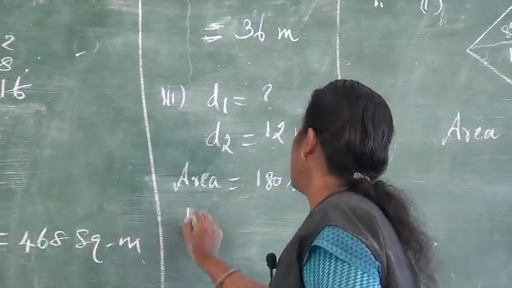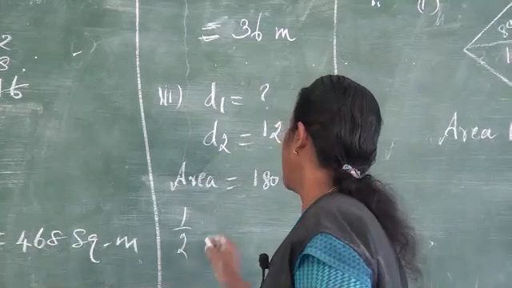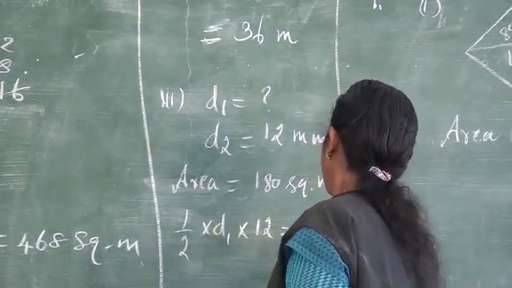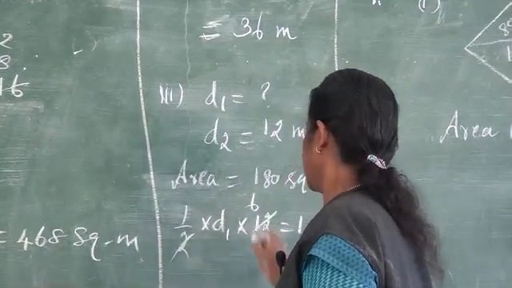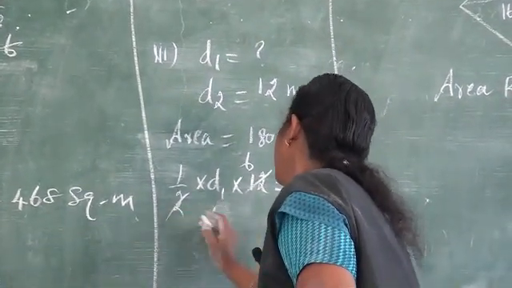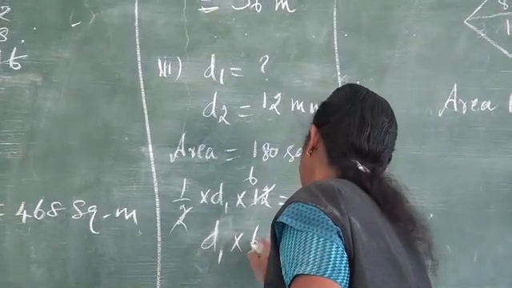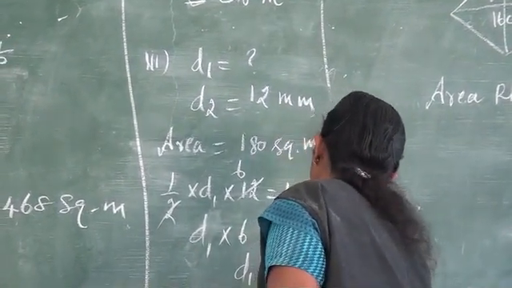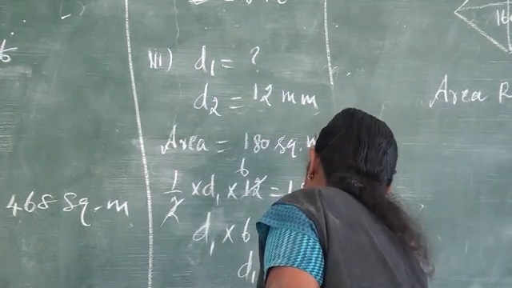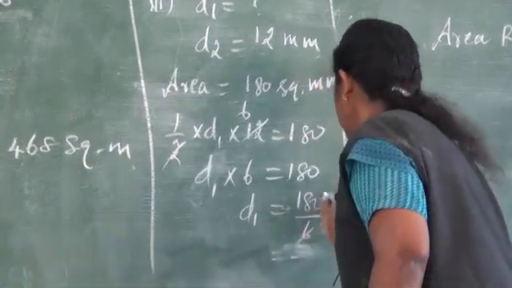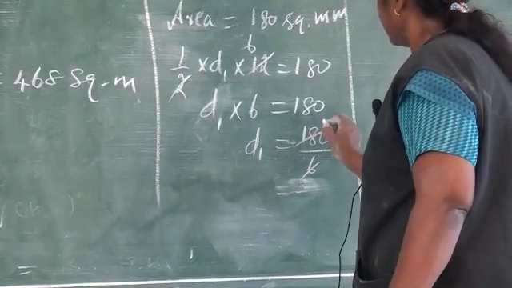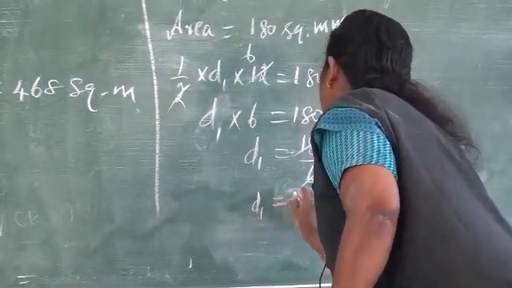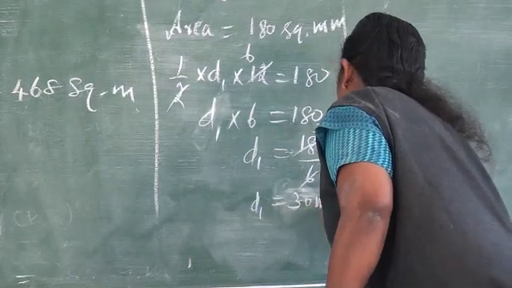But you know the formula? Likewise, the second problem, half into D1 into 12 equal to 180. If you are cancelling 6, so D1 into 6 equal to 180, then D1 equal to 180 by 6. If you are cancelling 6, how many 6 are there in 18? 3, 0. So D1 equal to 30 millimeter.